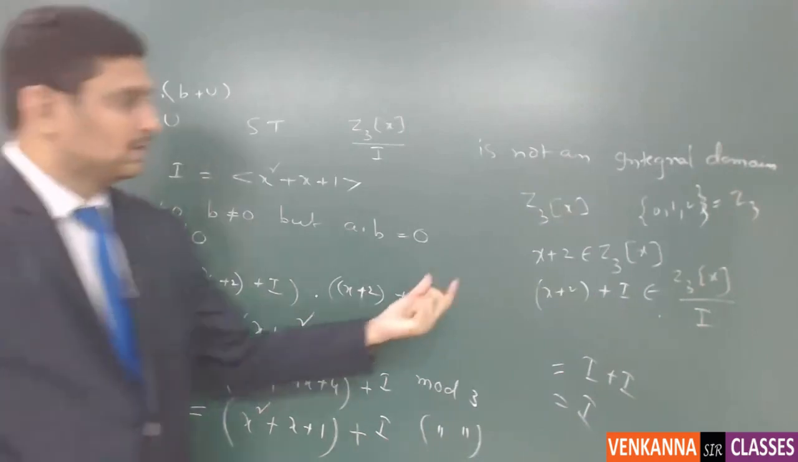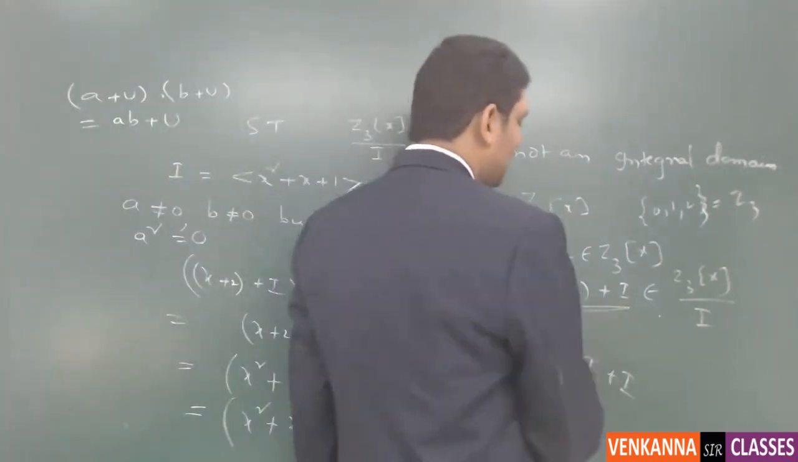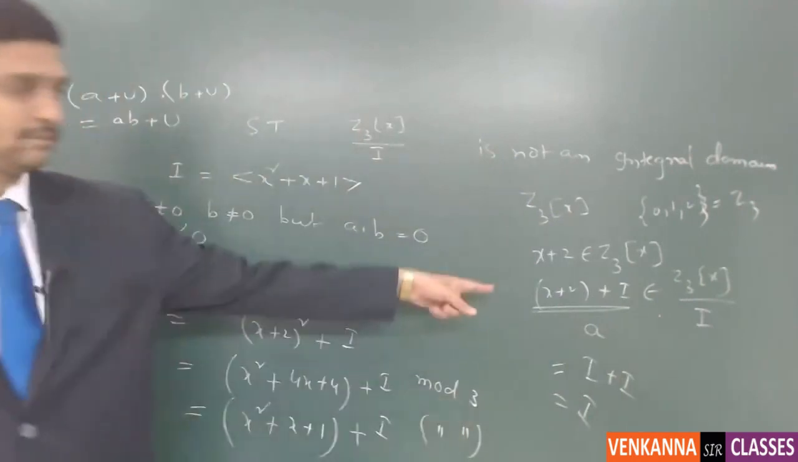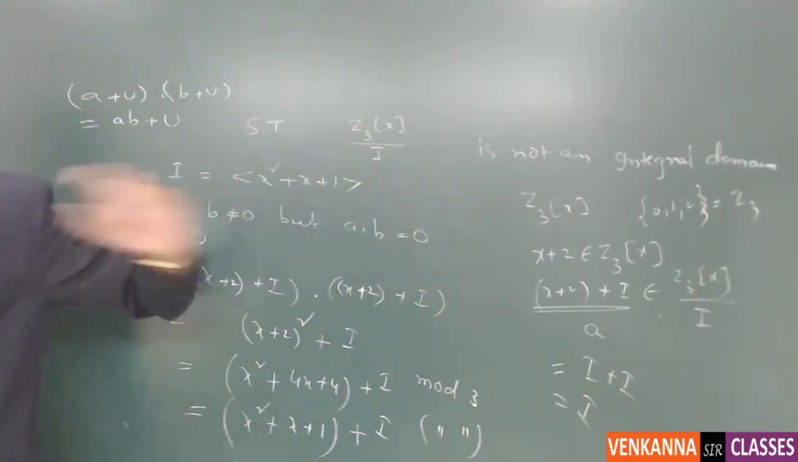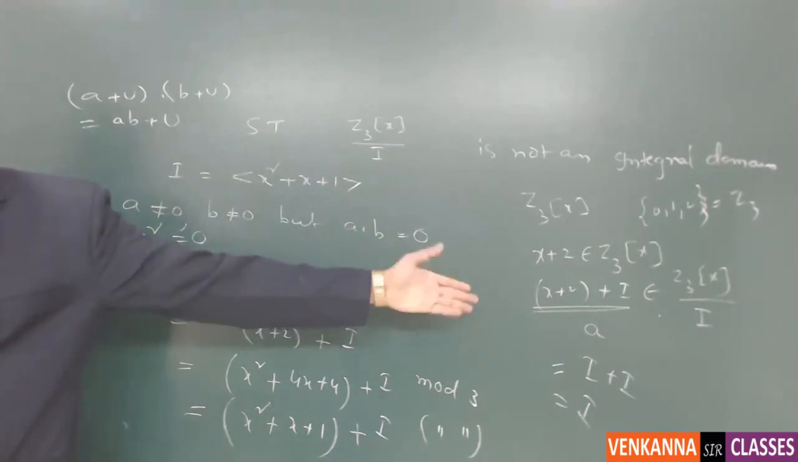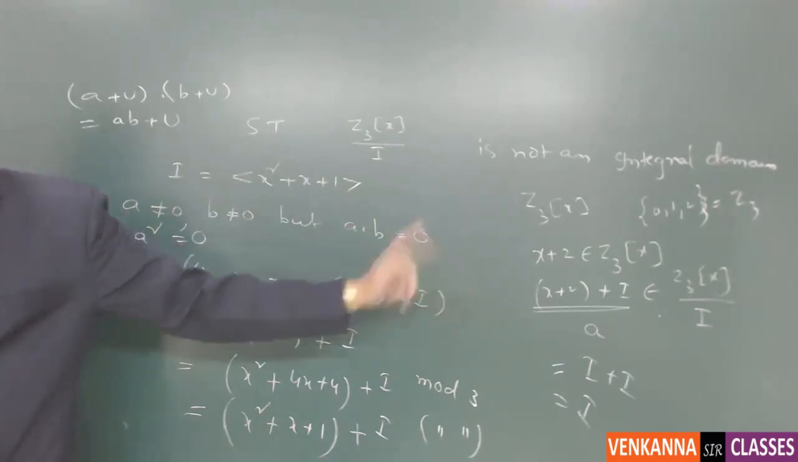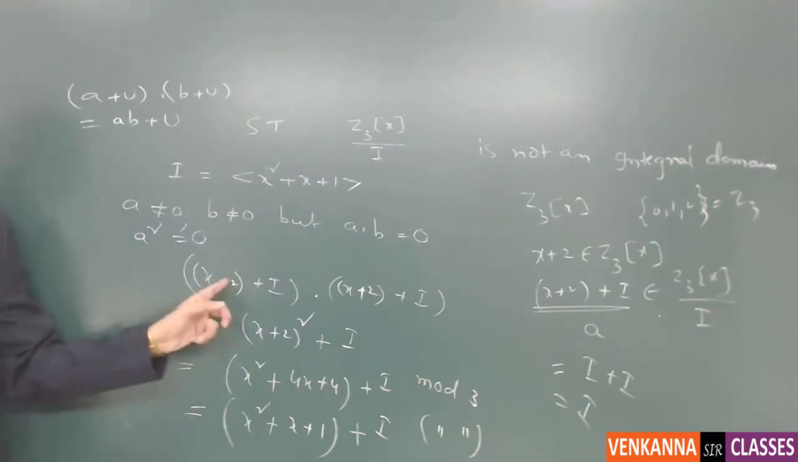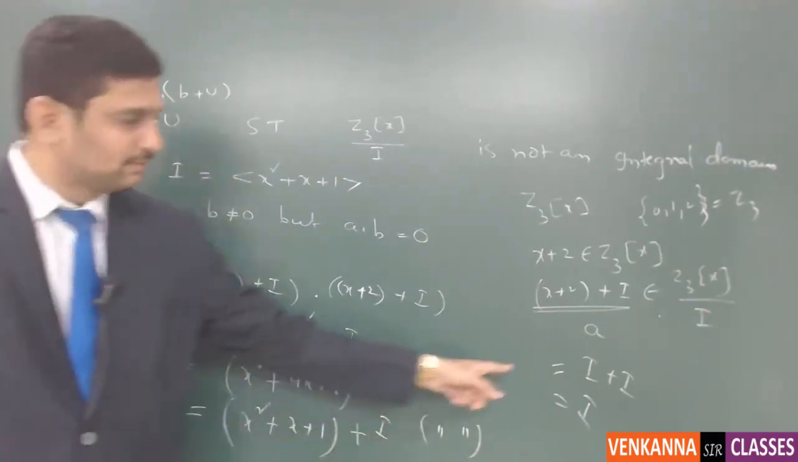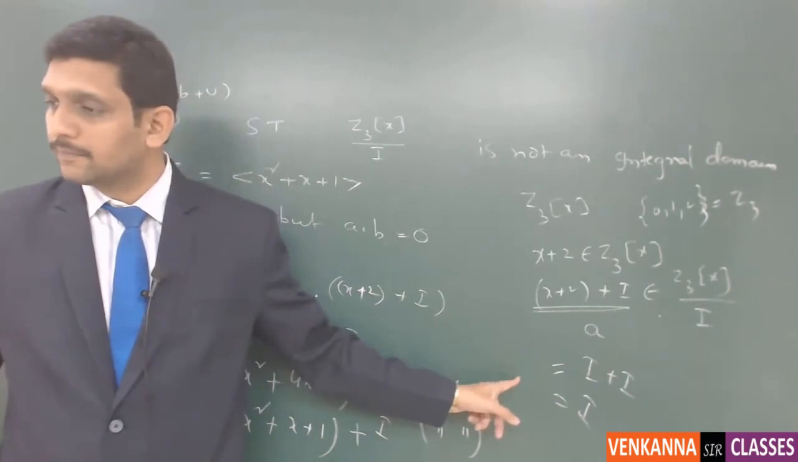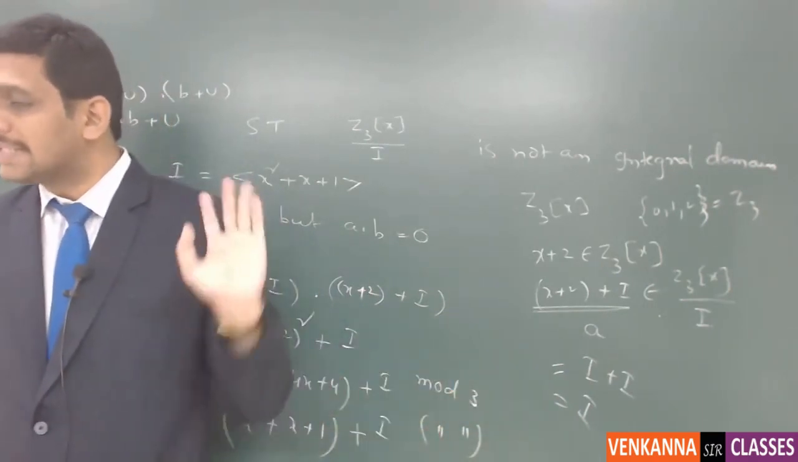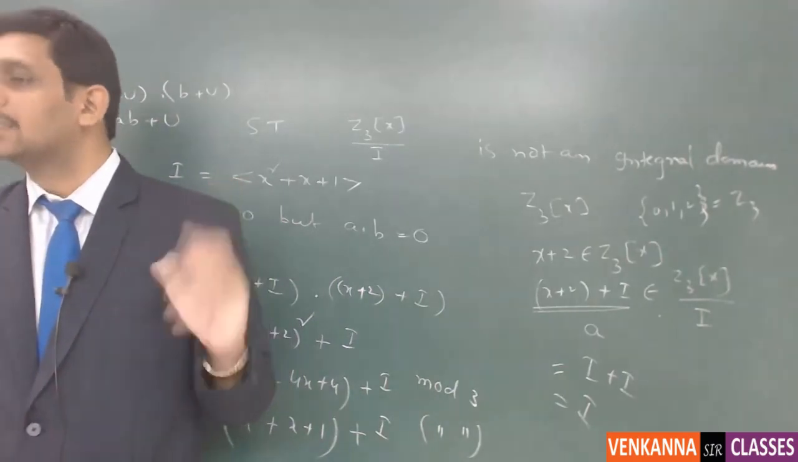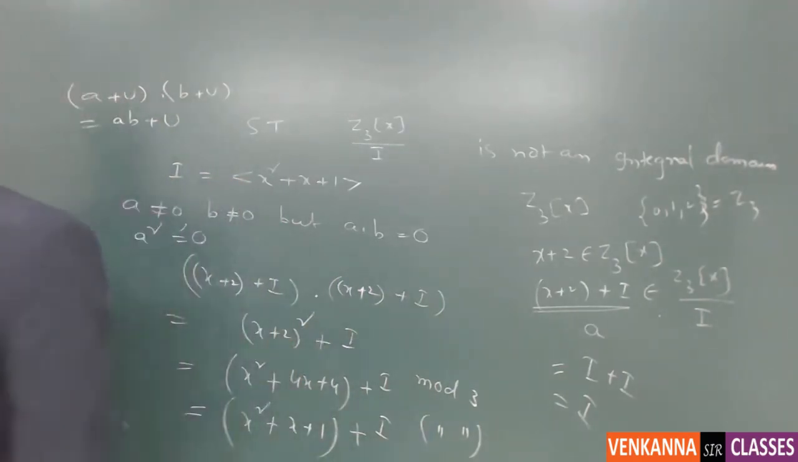So if you take that, this is the value A in the quotient ring Z3 of x by I, and this is a non-zero value. Elements are non-zero, right? But if you consider its square, you are getting 0 here. So the element is non-zero, but the product is 0. So it has zero divisors. Therefore, it is not an integral domain. Clear now?